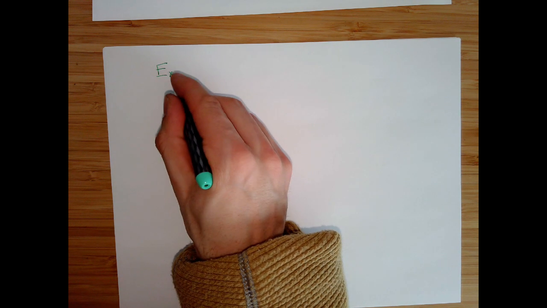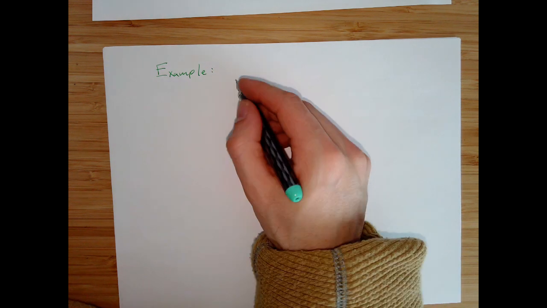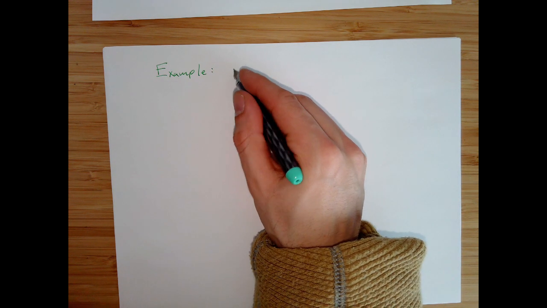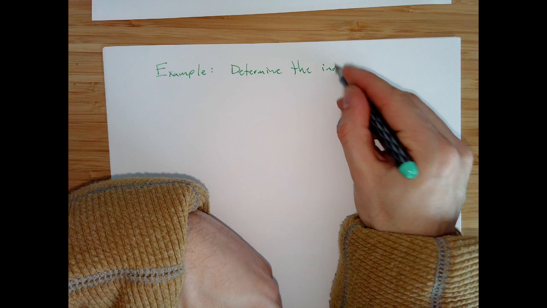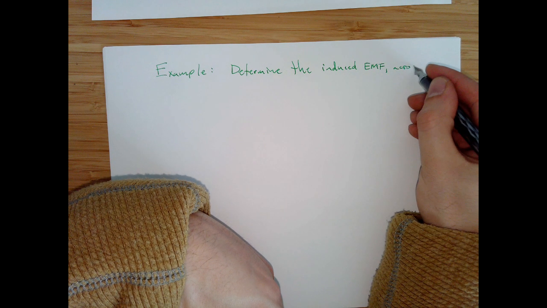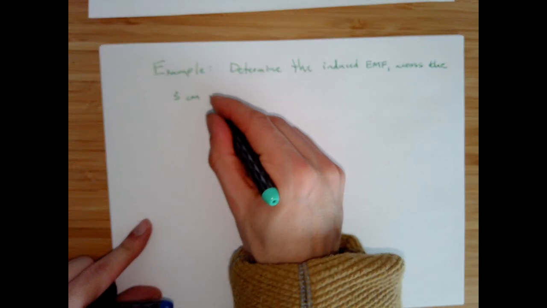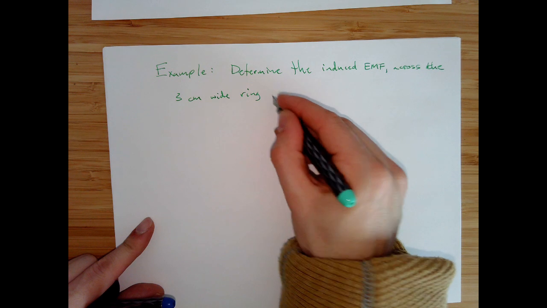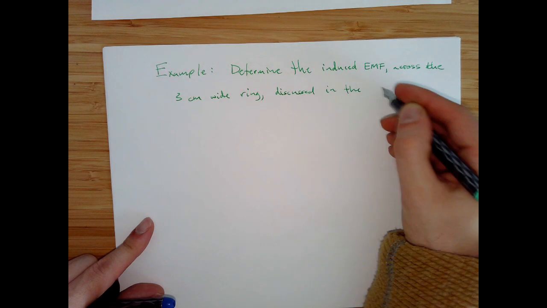And so I'm going to just add in a bit of an example. And this is kind of an example that we've seen part of before. This is an example where we will determine the induced voltage across, so we'll say this, determine the induced EMF across the 3 centimeter wide ring discussed in the previous example.